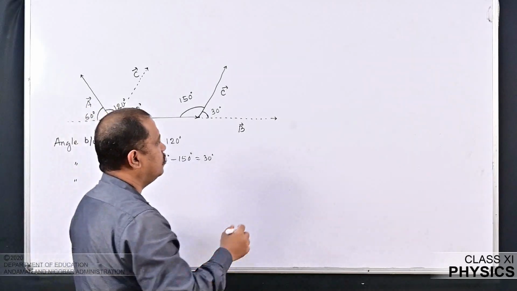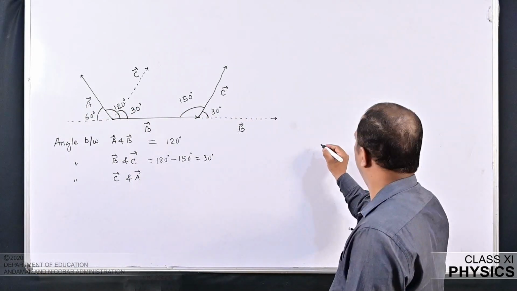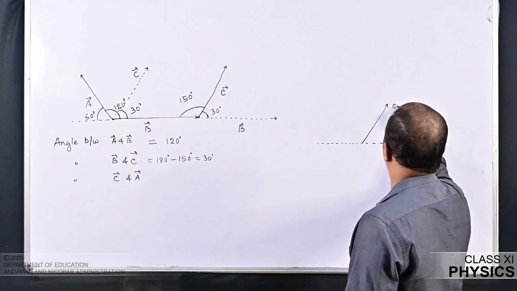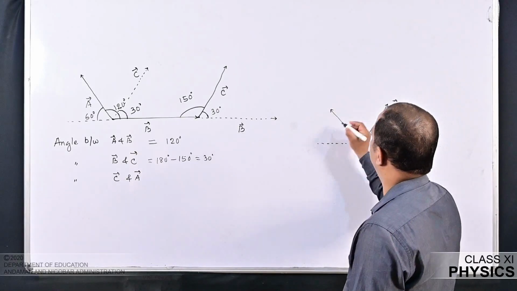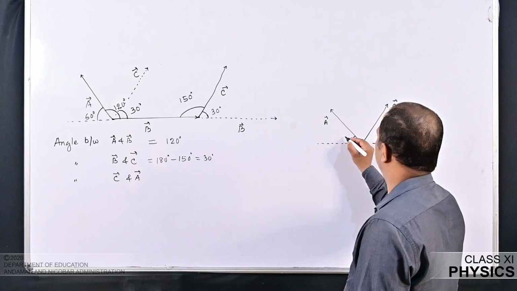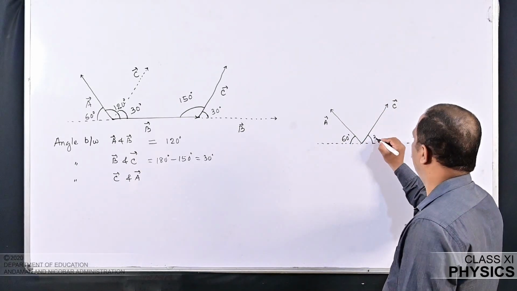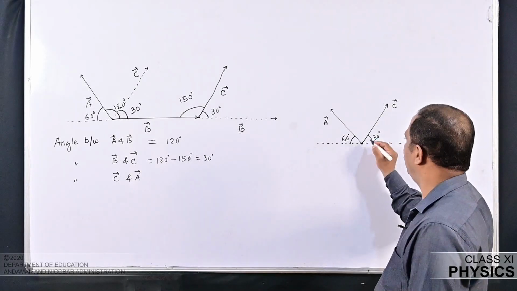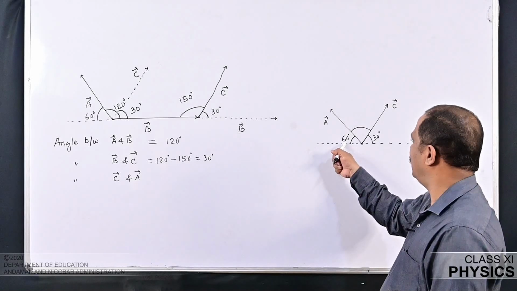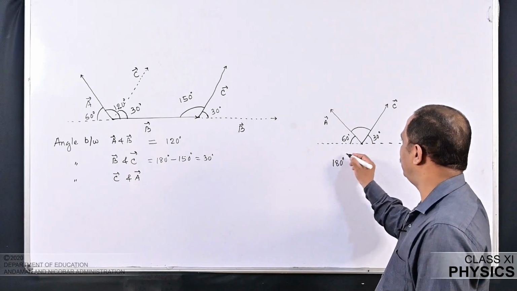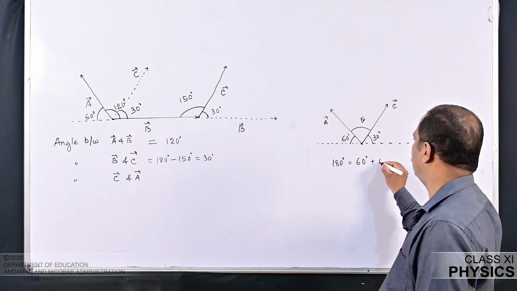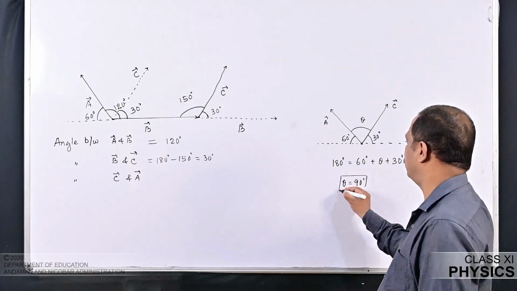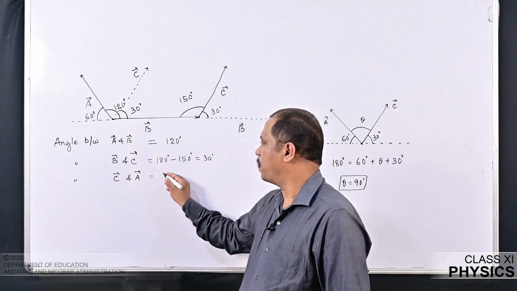I redraw the diagram now to have a legible view. So this is my vector C, and this is my vector A, and this is 60 degrees and this is 30 degrees. To calculate the angle between vector C and vector A, the two tails are coinciding. So the smaller angle must be this angle. The total angle is 180 degrees. If this is theta, then 180 is equal to 60 degrees plus theta plus 30 degrees. From this I calculate that theta is equal to 90 degrees. So the angle between A and C is found to be 90 degrees.